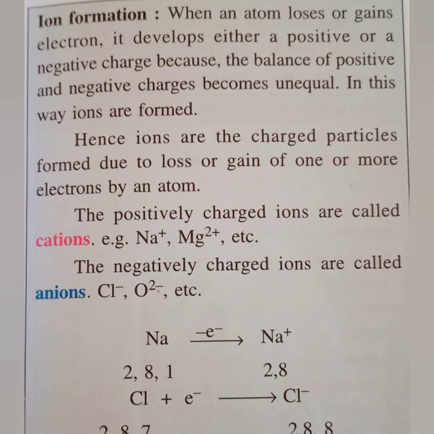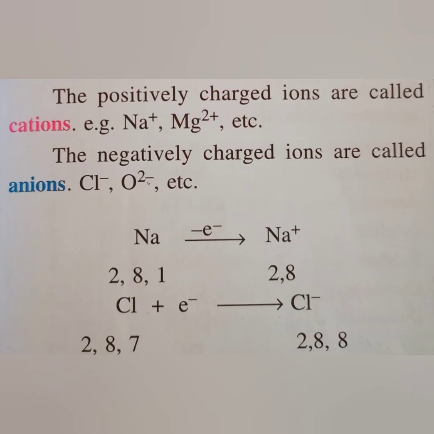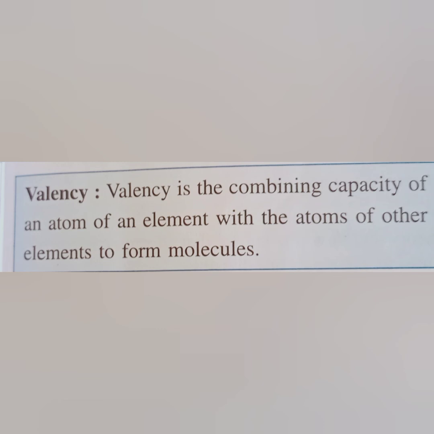Okay, now ion formation. When an atom loses or gains electrons, it develops either a positive or negative charge because the balance of positive and negative charge becomes unequal. In this way, ions are formed. Suppose sodium: when sodium loses one electron, it converts into a sodium ion. It contains a positive charge. It is also known as a cation. Okay, a positively charged ion is known as a cation. Now, when the chlorine atom gains one electron, it is converted into a negatively charged ion, also known as an anion.